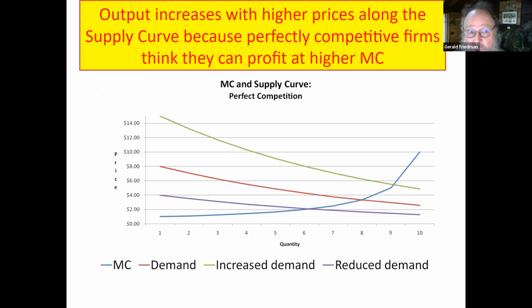Output increases with higher prices along the supply curve. Perfectly competitive firms think they can profit at higher marginal costs. If demand increases, they'll make more, and they'll make it at a higher price, because that's what will draw out more output, and the price will go up because costs have gone up to produce that extra stuff. Less demand, they'll cut back. Giving people what they want.